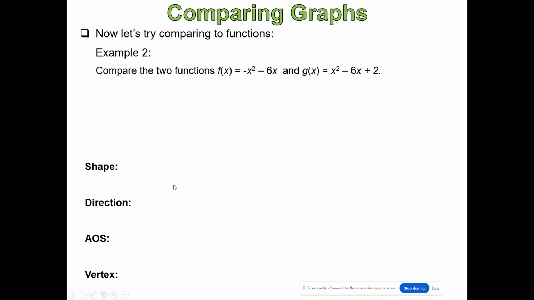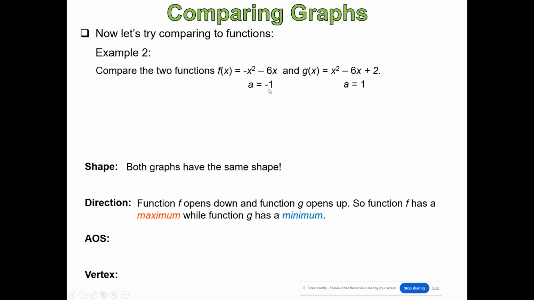Okay, next example. Okay, try to think about what we did in example 1. So if you notice, everything's the same except for this +2. But also, this negative in the front, that's going to change things as well. Okay, so this one has an a value of -1, while this one has an a value of 1. They still have the same shape because they still have a 1. So this one being negative and this one being positive, the only thing that's going to affect that is their direction. Okay, so f actually opens downward, while g opens upward because this is negative, this is positive.